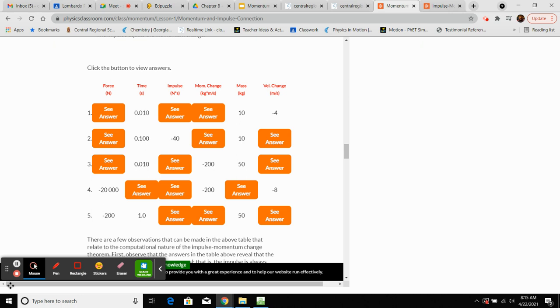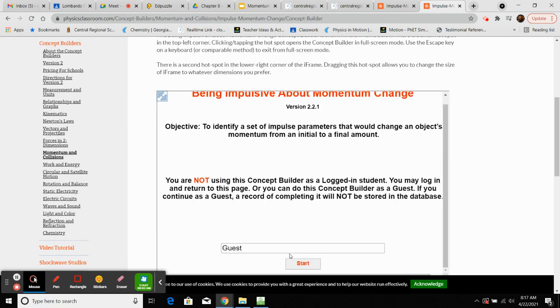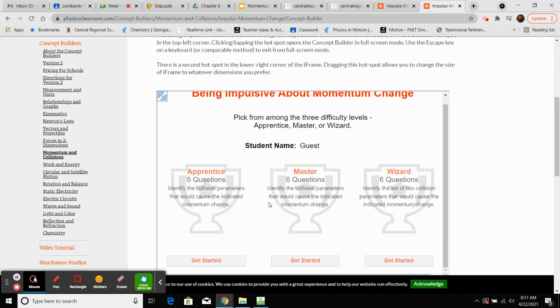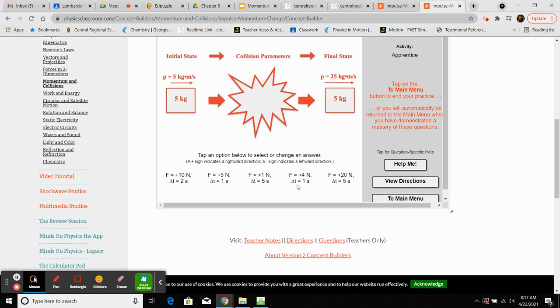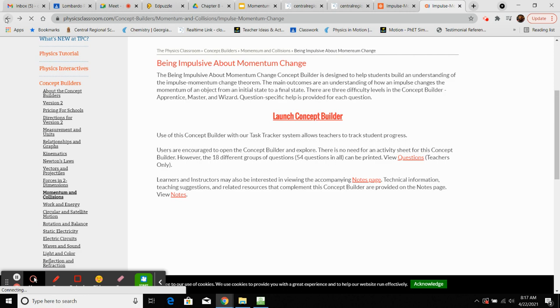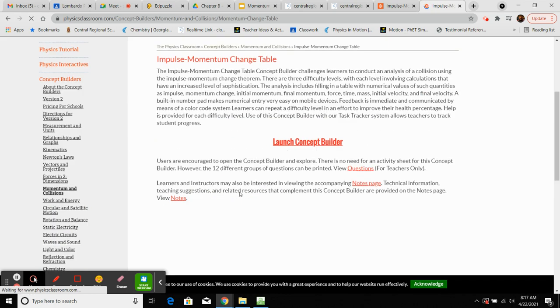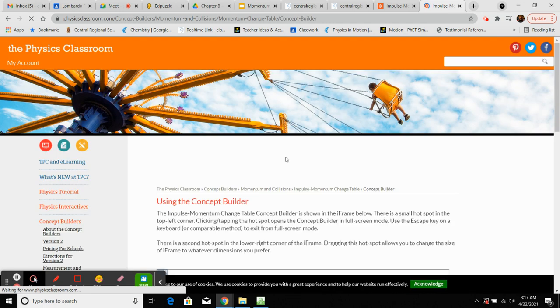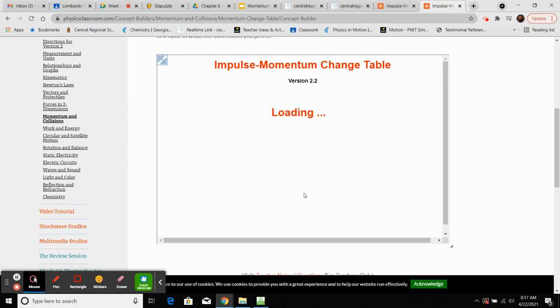All right, I want to now do the impulse momentum change concept builder from the Physics Classroom, a couple different sets of questions. This is not the exact one that I wanted. Go back, please. This is the one I would like.